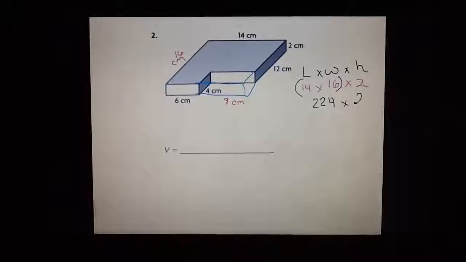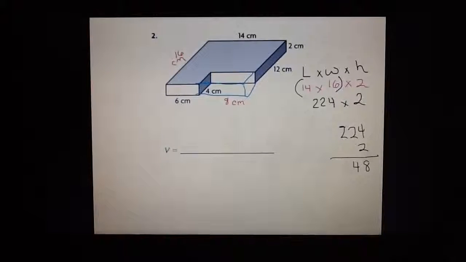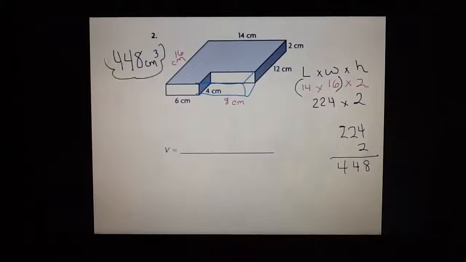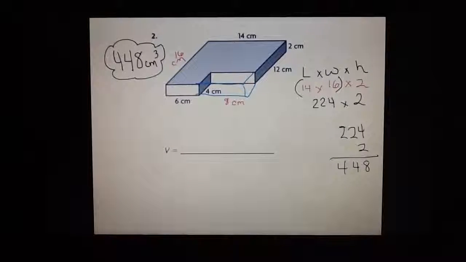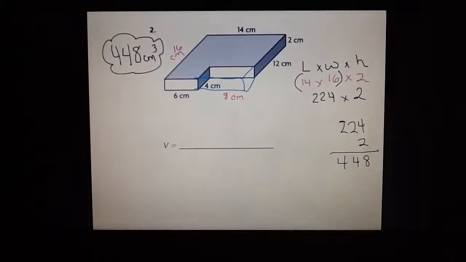And now we have to multiply that by 2, my height, to be able to get the volume of this full rectangular prism. So we have 224 times 2, and that would be 448 cubic centimeters. Now that would be my volume of my full rectangular prism. So let's go ahead and write that down as 448 cubic centimeters. Now we're not finished though, because that's not the true volume. Now our next step is to subtract this invisible portion from 448.